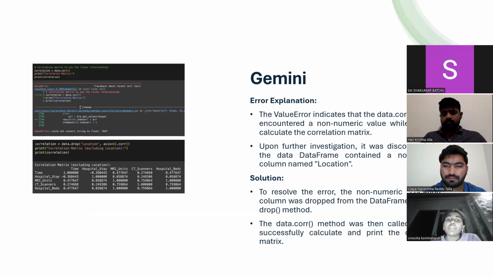Now coming to Gemini, error explanation. The value error indicates the data frame encountered a non-numeric value while calculating the correlation matrix. And the solution provided to resolve the error is that the non-numeric column was dropped from the data frame using the drop method. The data frame's corr method was then called, successfully calculating and printing the matrix.